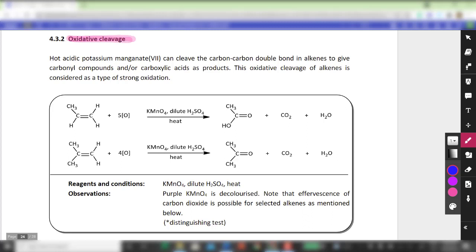For oxidative cleavage, what is most important for you to take note of is the condition. So you have KMnO4 as well, but instead of alkaline condition, you use acidic condition.